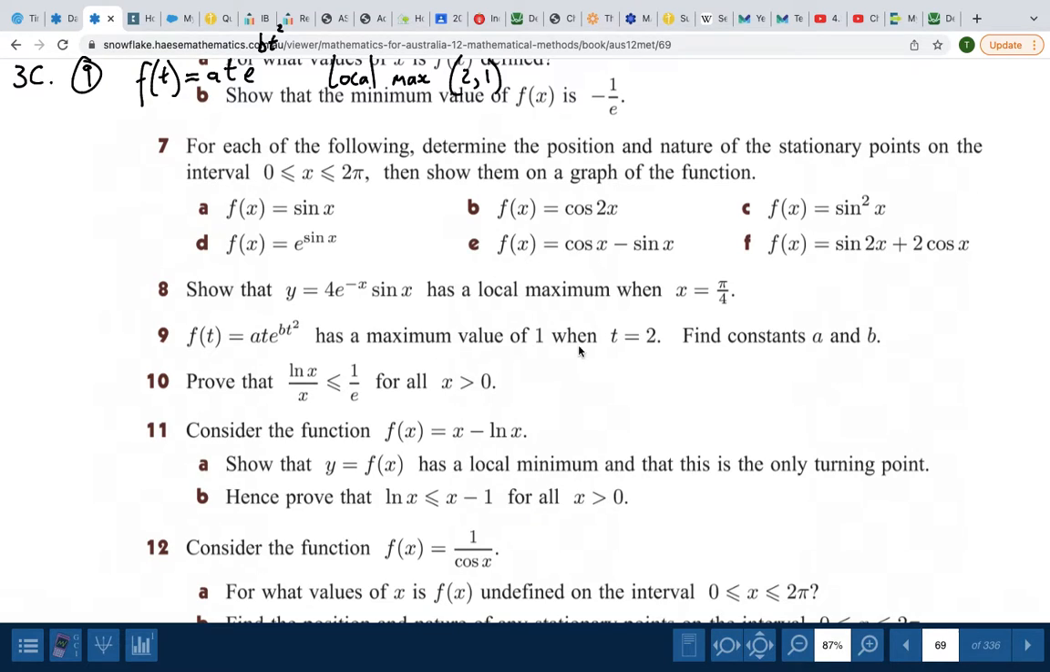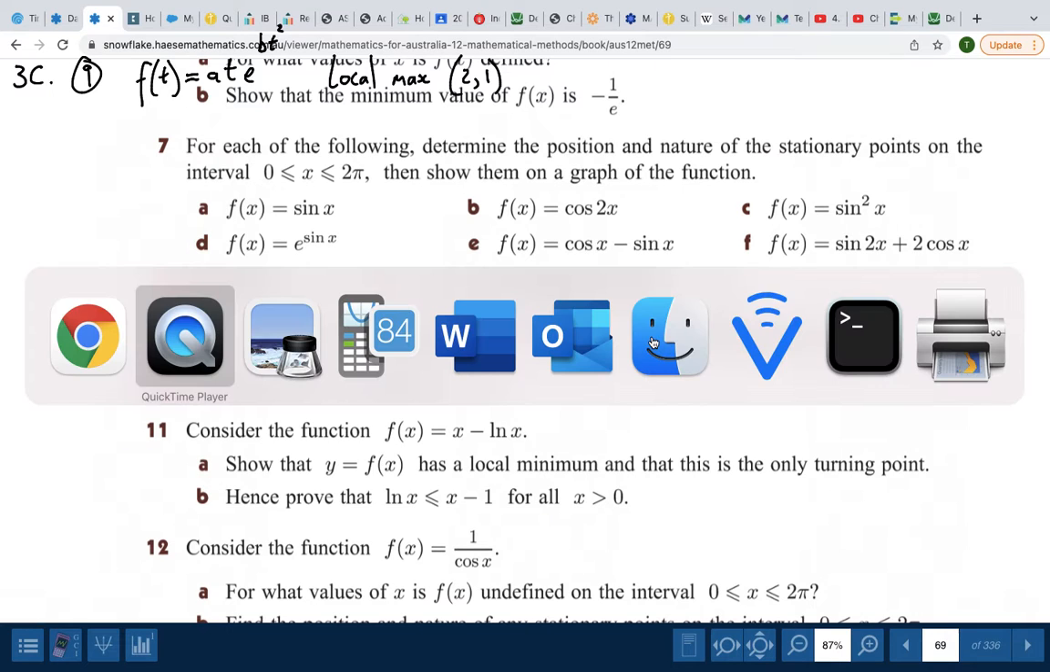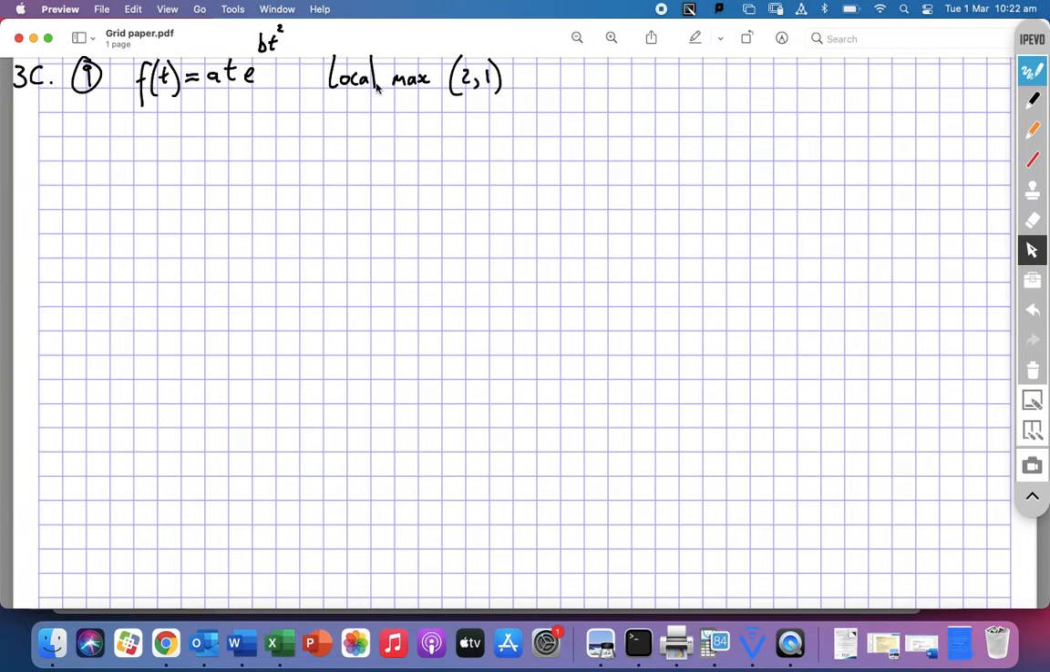So I've translated that information. It has a maximum value of 1 when t equals 2. You can see the way I've written that: there's a local max at t equals 2, f of t equals 1. This is a stationary point, so we also know that the derivative when t equals 2 must equal 0.